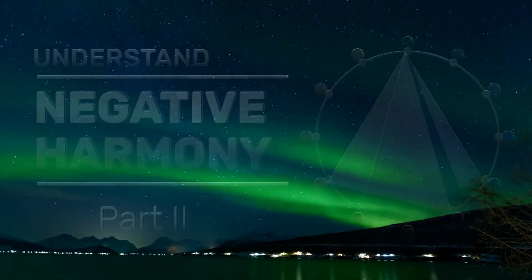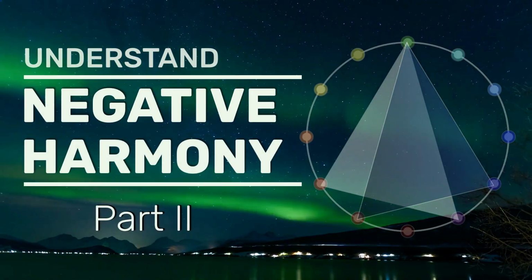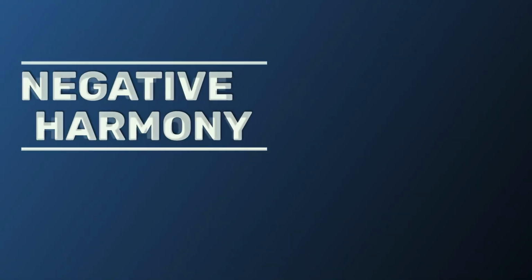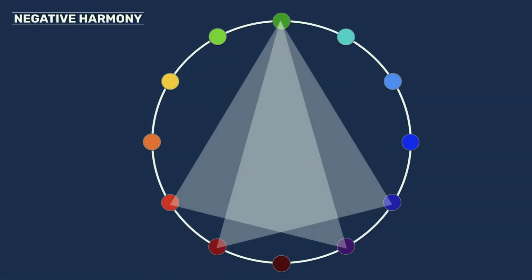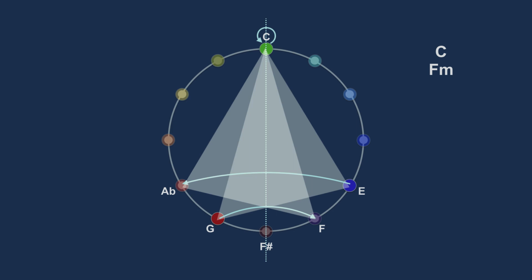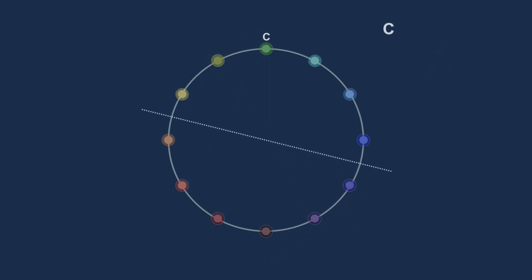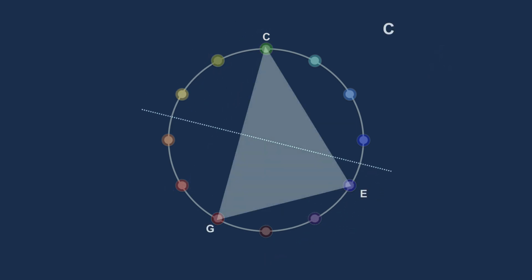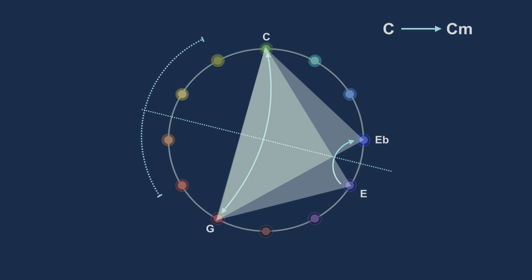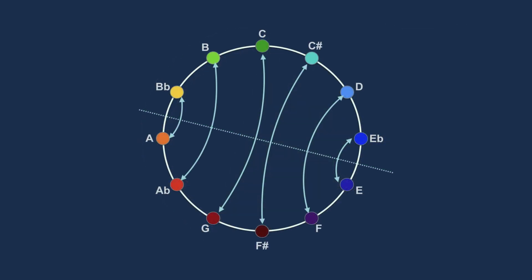Hi, this is the second part of our negative harmony class. In the last video, we learned how negative harmony works, and we saw that it is nothing more than intervallic inversion around a specific axis. In this video, we'll explore the mechanism a little further, and we'll look at ways to reharmonize using negative chords.